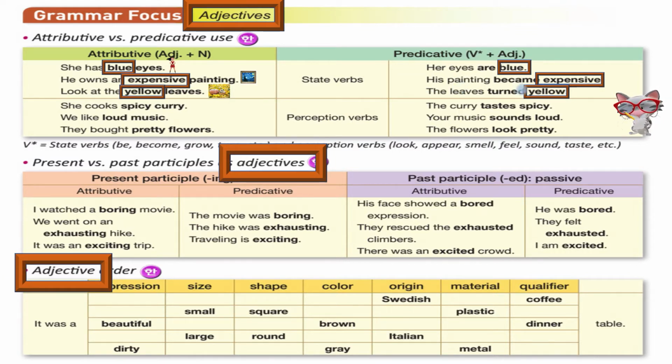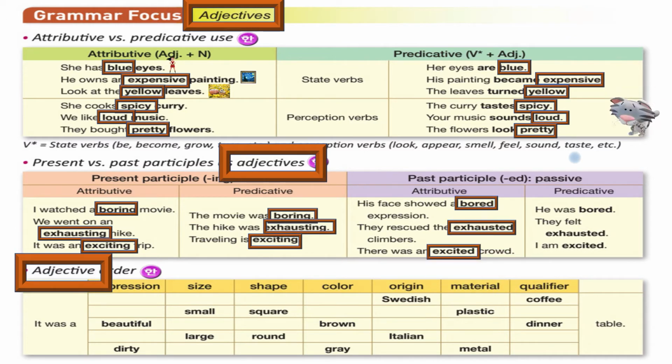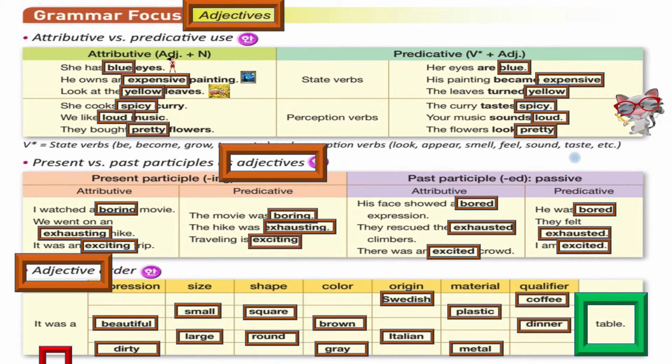His painting became expensive. Look at the yellow leaves. The leaves turned yellow. So adjectives can change their position in the sentence. Yeah, then you can categorize as attributive or predicative, depending on where this adjective appears. Yes. And so we're going to look at the predicative first.